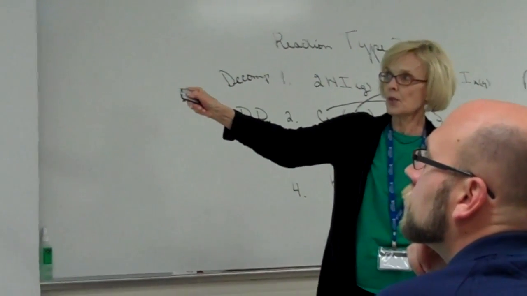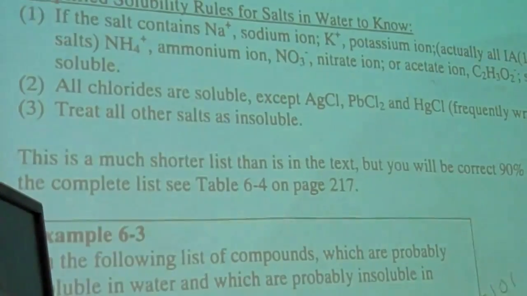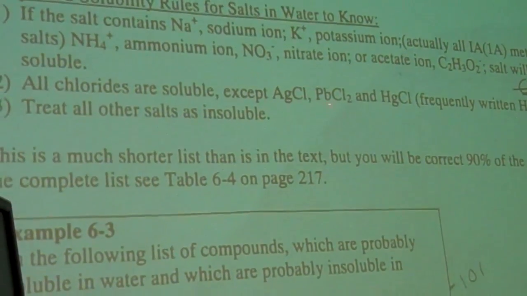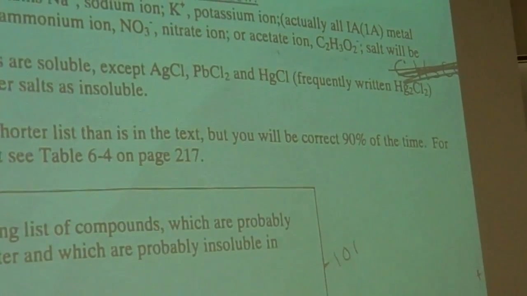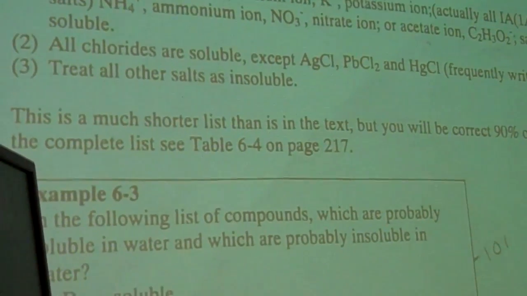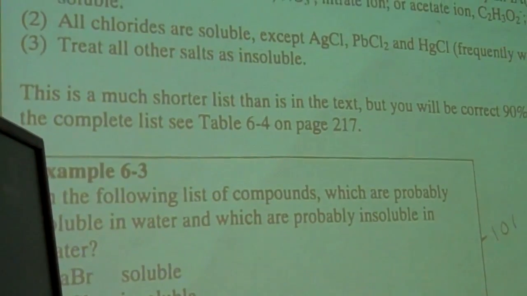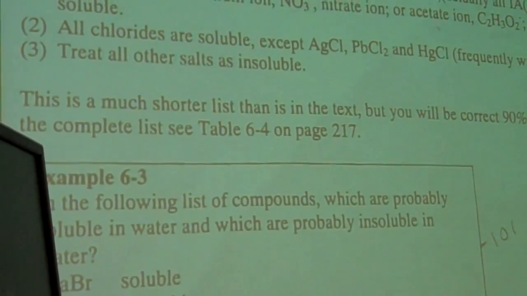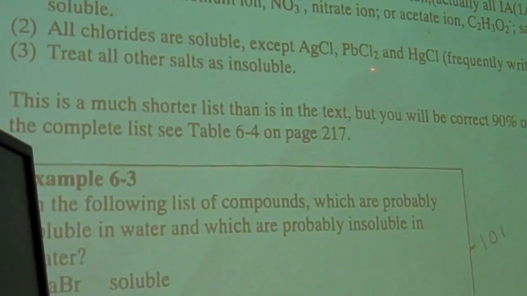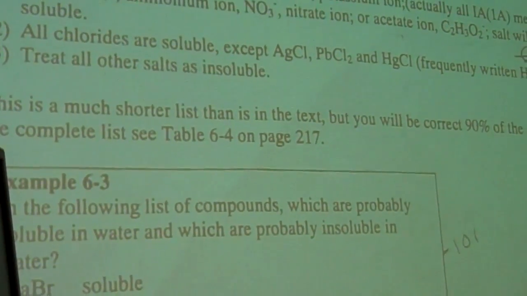Okay, rule 2. All chlorides are soluble except the magic 3. And if you think about it, if you did lab 12, those are the 3 metals that you tested for in lab 12. How did you separate them out from the water? You put in chloride. They came out as their chlorides. That was that big white precipitate. Every other chloride is soluble.